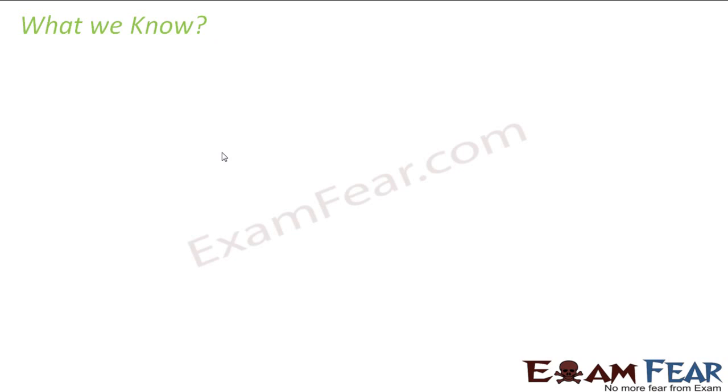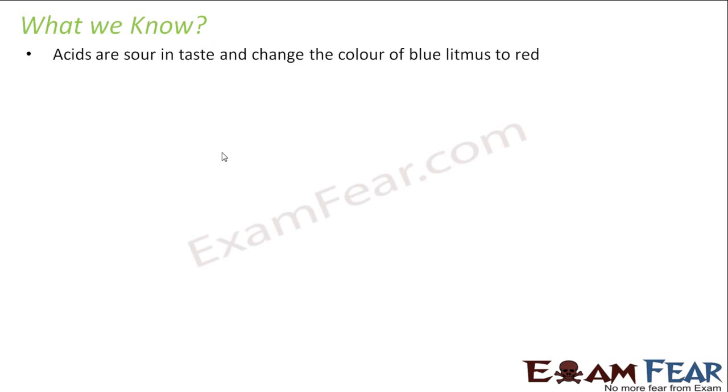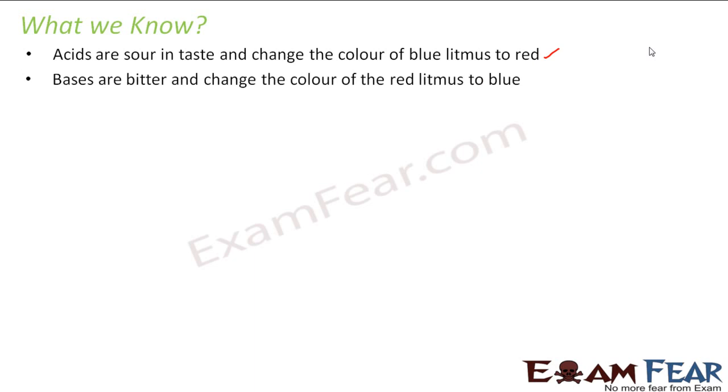Before we even start the chapter, let's recap what we already know from our previous classes. We know that acids are sour in taste and change the color of blue litmus to red. These things we know, right? We have learned this in our previous classes. We also know that bases are bitter in taste and they change the red litmus to blue.